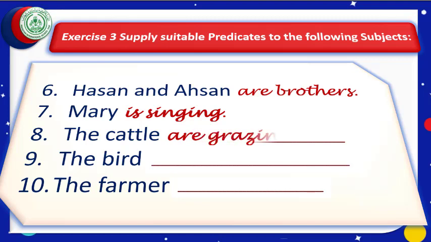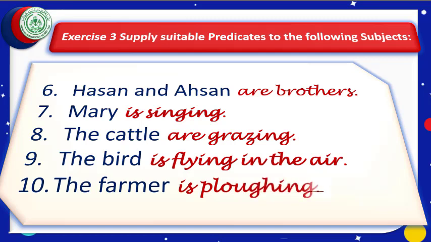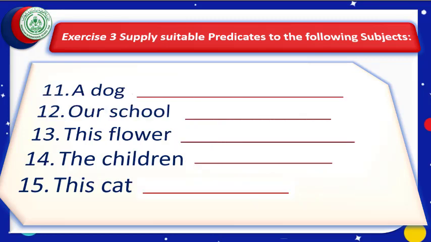The cattle are grazing. Cattle is plural subject. We shall write plural verb are. Cattle means cows, buffaloes. The bird is flying. The bird, singular subject, is singular verb. The farmer is plowing. Again, singular subject, singular verb. Let us move to the next.